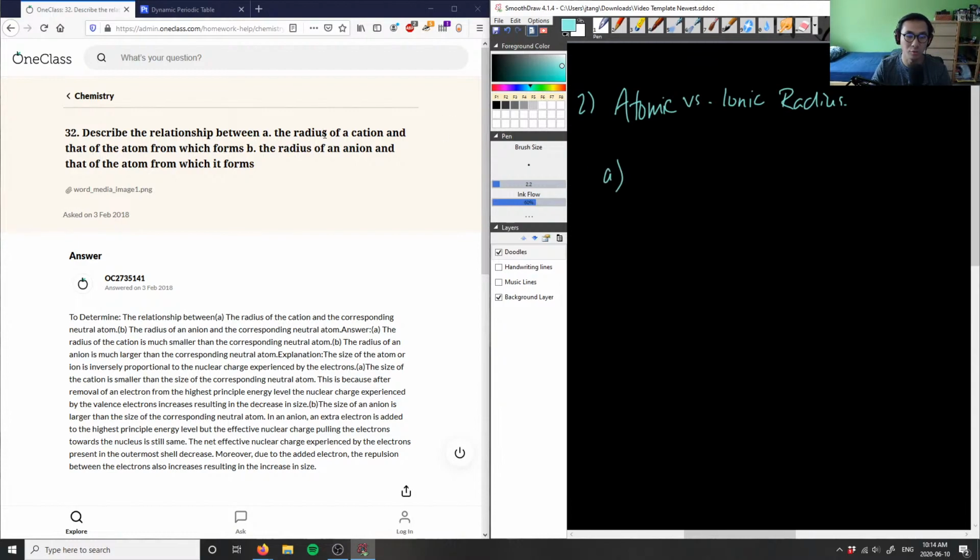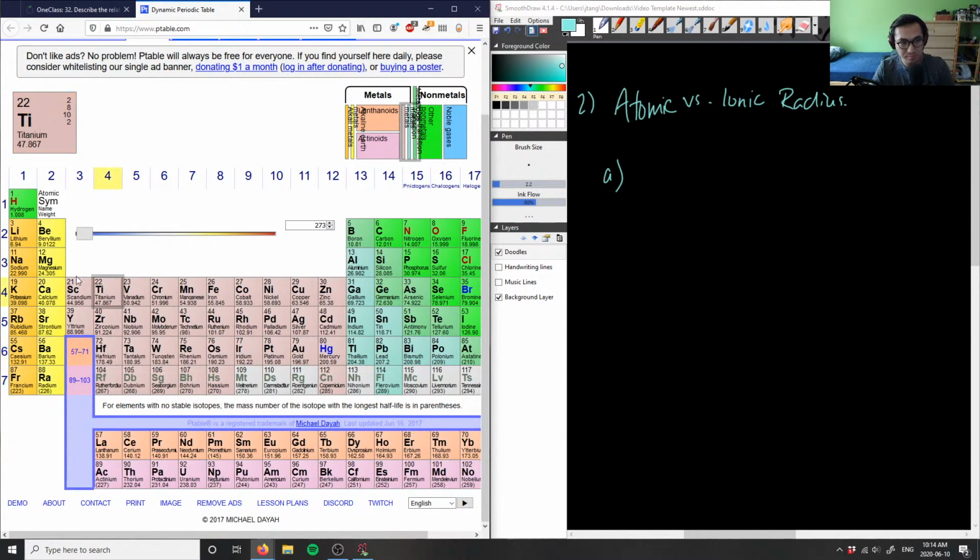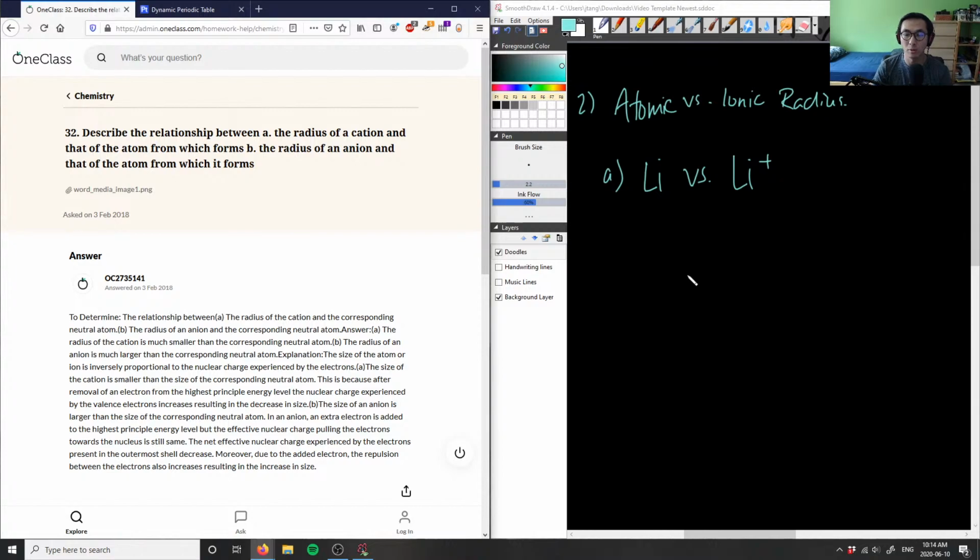Case A is asking us the radius of a cation and that of the atom from which it's formed. So let's look at some type of cation first. A cation is going to be probably a metal, right? Because a metal is going to lose its electron to form a cation here. So let me take lithium, for example. So I have Li versus Li positive, right?